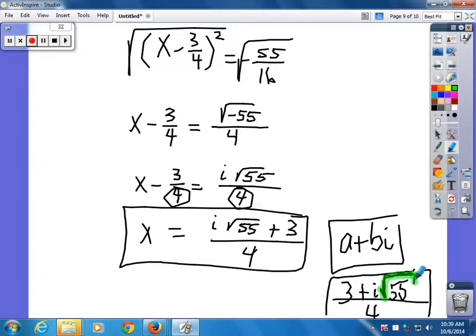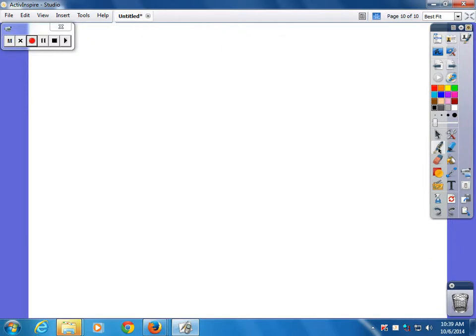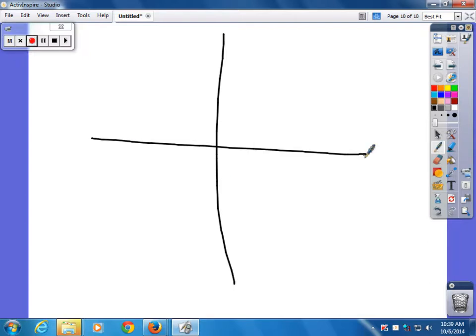Make sure you add that little tag and you put the i out here. So this one looks like it's going to be floating somewhere. What's the y-intercept? (0, -2). No x-intercepts. What's the vertex?